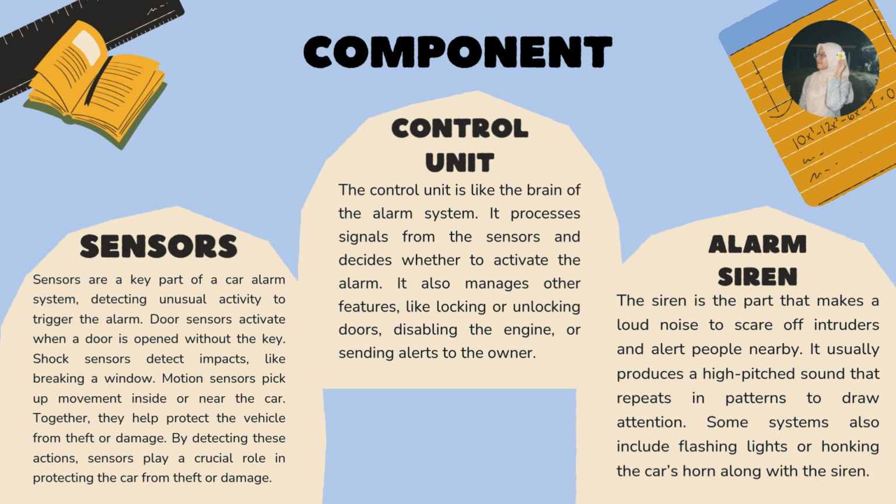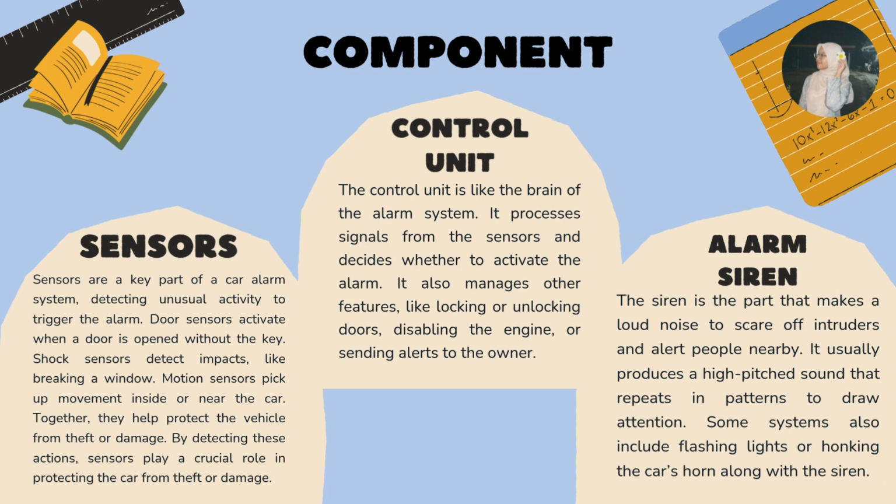Next, we have the control unit. The control unit is like the brain of the alarm system. It processes signals from the sensors and decides whether to activate the alarm. It also manages other features like locking or unlocking doors, disabling the engine, or sending alerts to the owner.